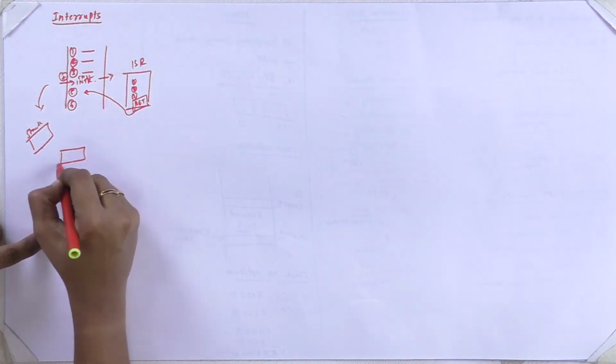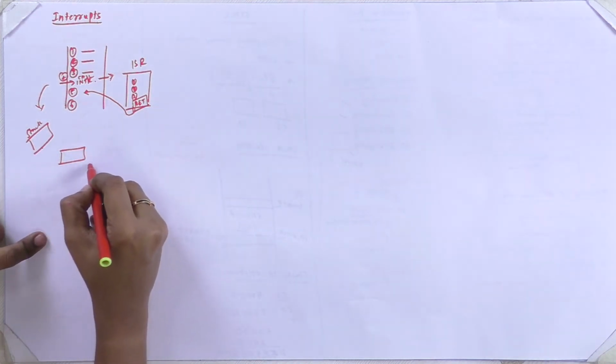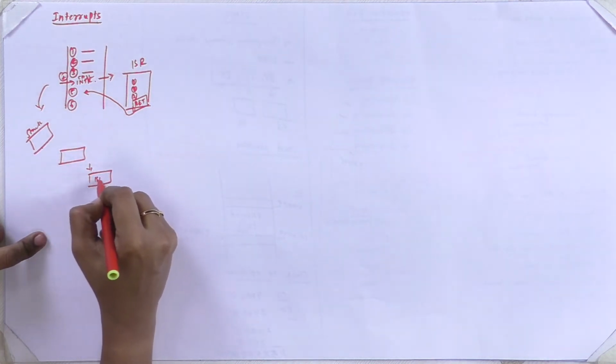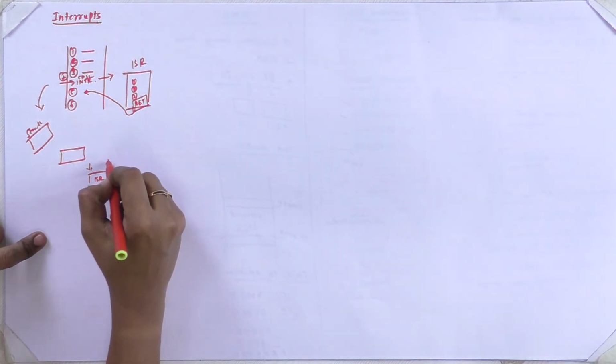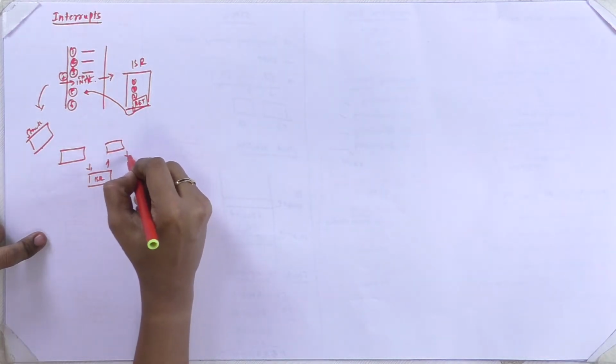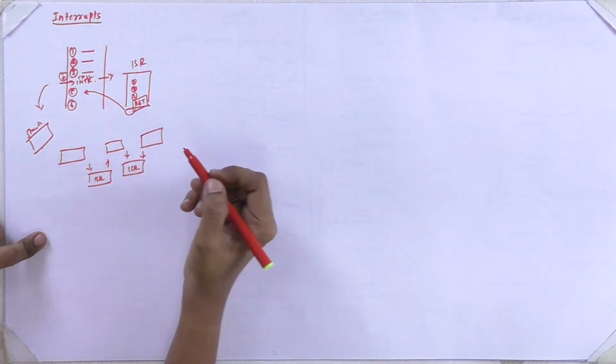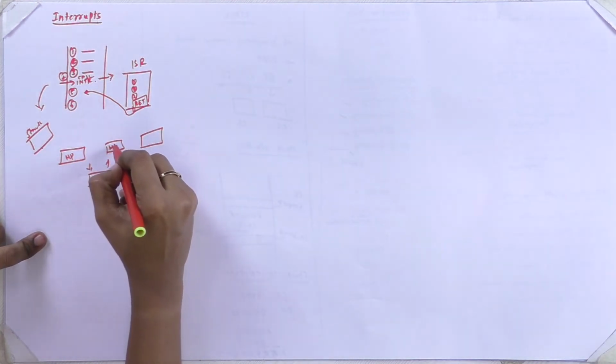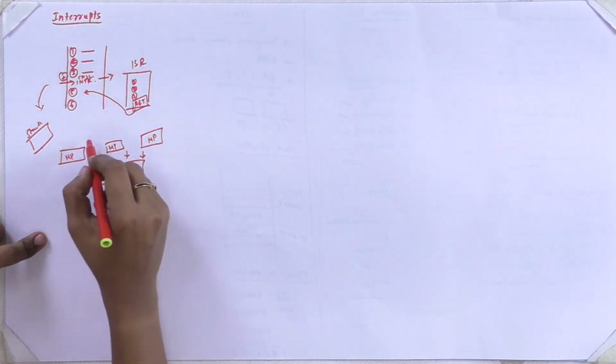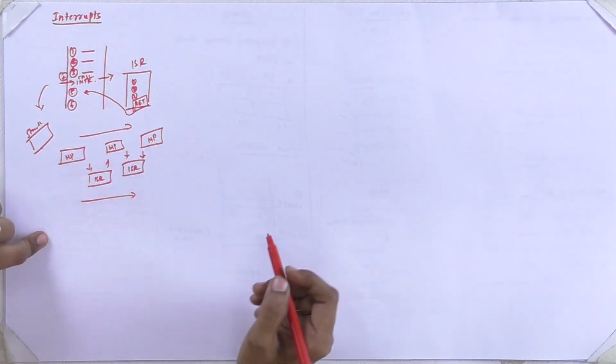For example, this is a normal program, then an interrupt occurs. So this is an interrupt service routine, it returns to the main program, then an interrupt occurs, then there is an interrupt service routine and it returns to the main program. So this is how an interrupt sequence occurs.